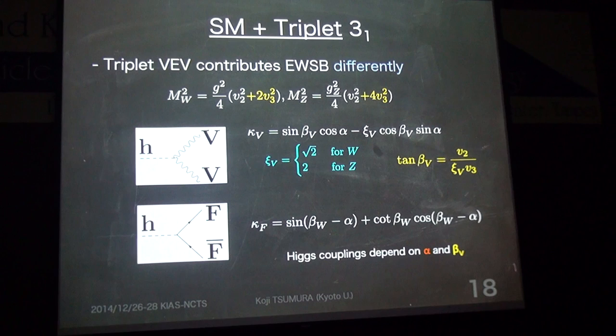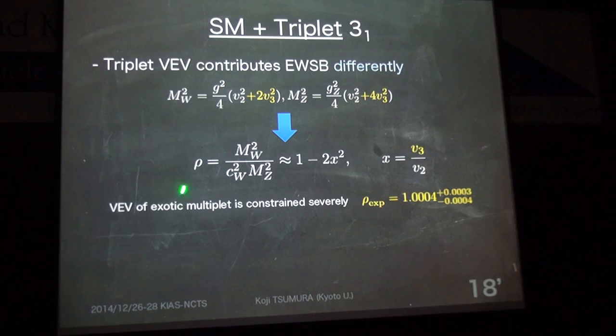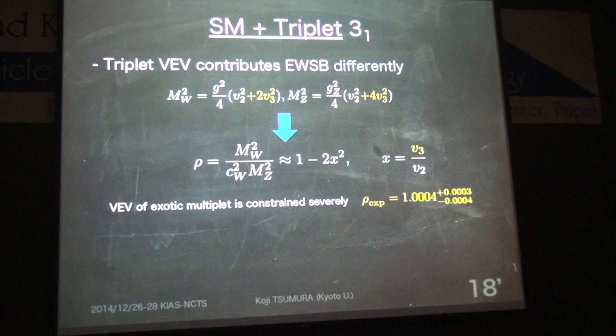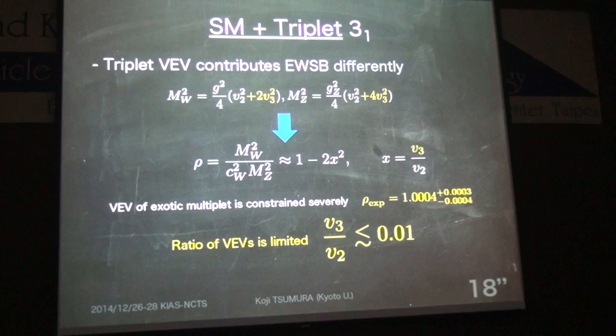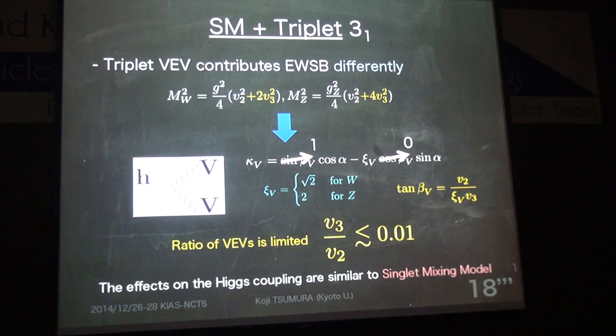In this kind of model, we generally have a very strong constraint from the rho parameter. Because the rho parameter is nothing but the ratio of these two, this factor deviates and depends on the ratio of the vacuum expectation values. From the current experimental data, this is constrained very precisely, in fact at the order of 0.01 level, percent level. So this means that the Higgs coupling deviation in kappa B is at the most 1% in this kind of extension.